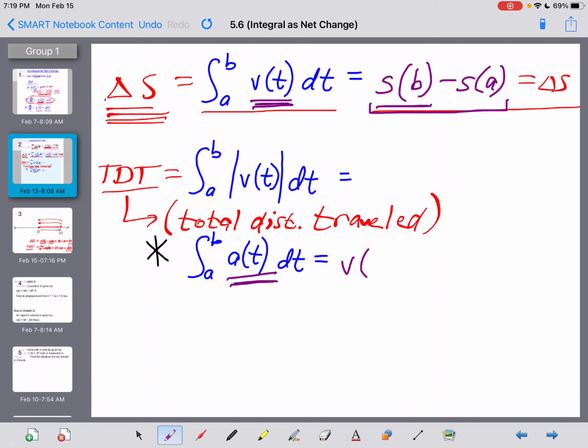So this is going to be v of b minus v of a, your ending velocity minus your beginning velocity. And there's no cool word for that, guys, for what it is that we just found. Essentially, that is delta v, the change in velocity of your object during this time interval from a to b.